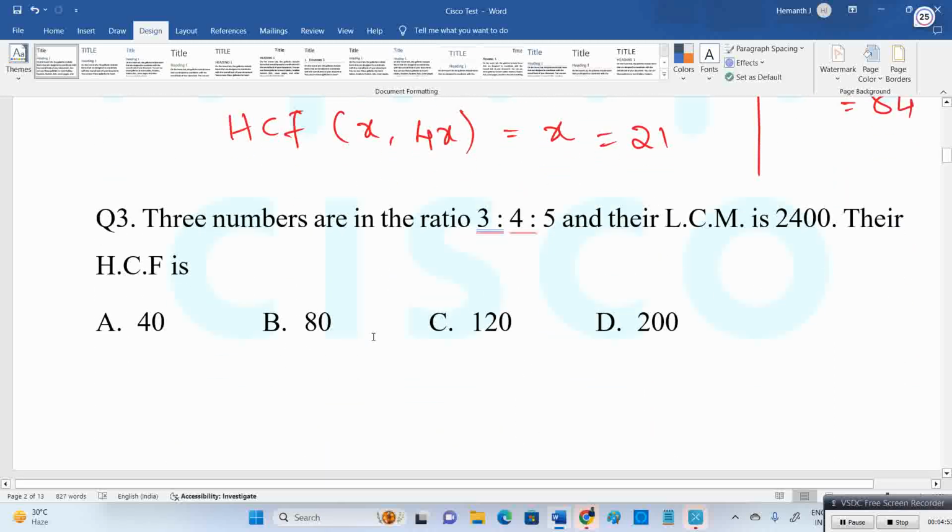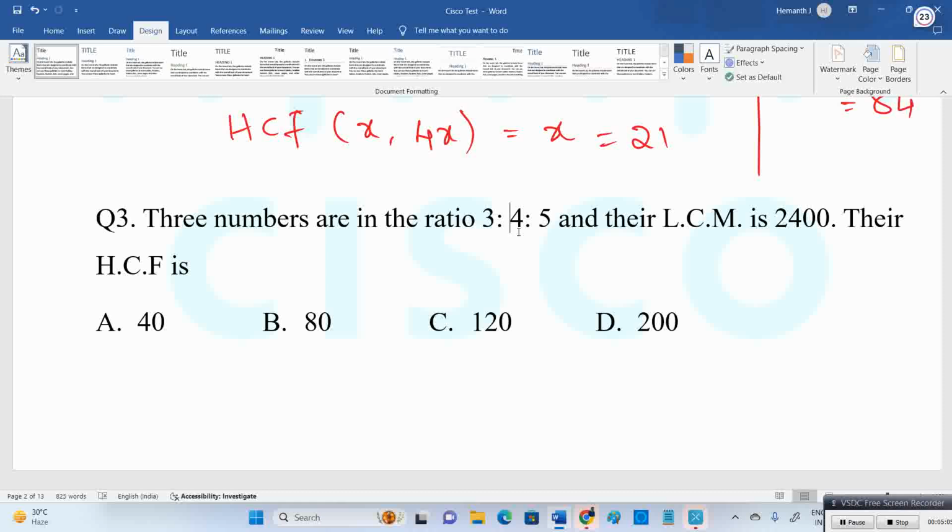Now, this is a good question. Three numbers are there, and now they're asking for the HCF. The point I discussed just now will help you actually. The LCM is given, and you need to calculate the HCF. I discussed two numbers in the ratio 4:5. But here three are given, 3:4:5.